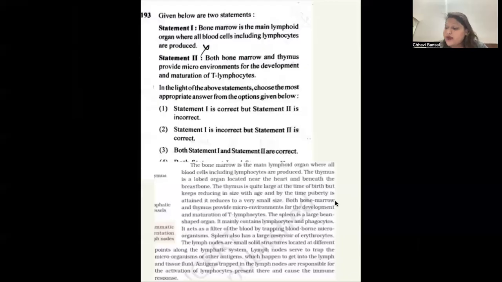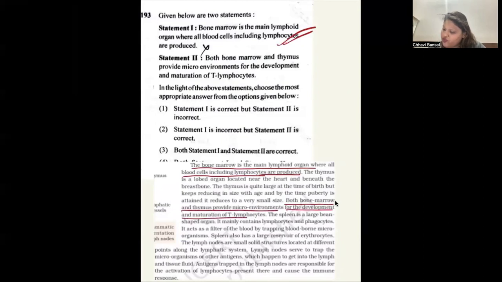Next question is also taken from one single paragraph. The bone marrow is the main lymphoid organ where all the blood cells, including lymphocytes, are produced. Exact line of NCERT, so statement 1 is correct. Now, if you go below, both bone marrow and thymus provide microenvironments for the development and maturation of T lymphocytes, which is another statement of NCERT. So both the statements are correct. It means our correct option is option 3, both statement 1 and statement 2 are correct.